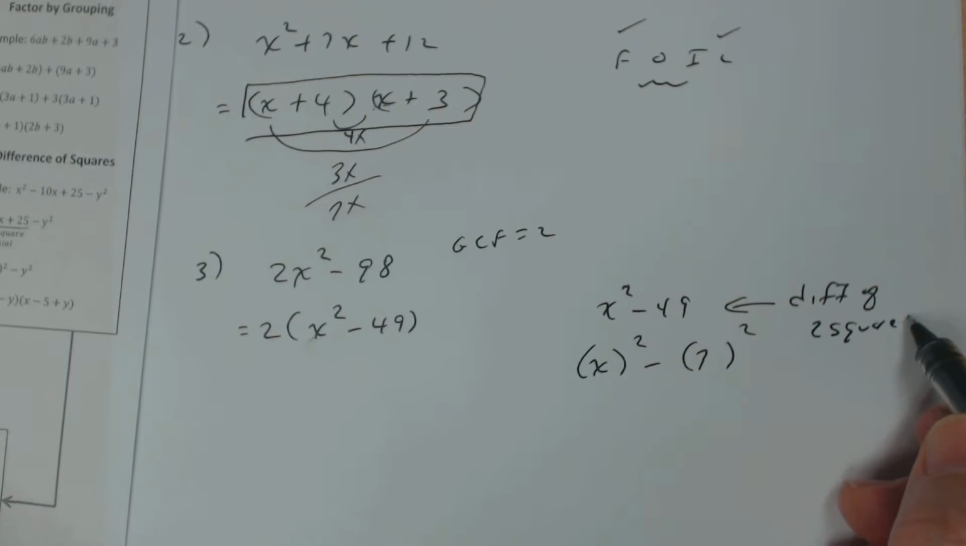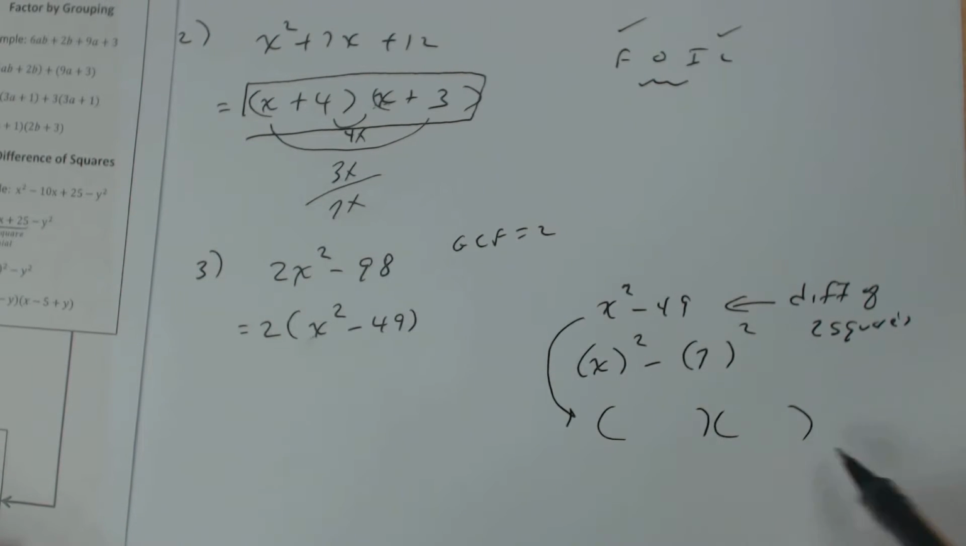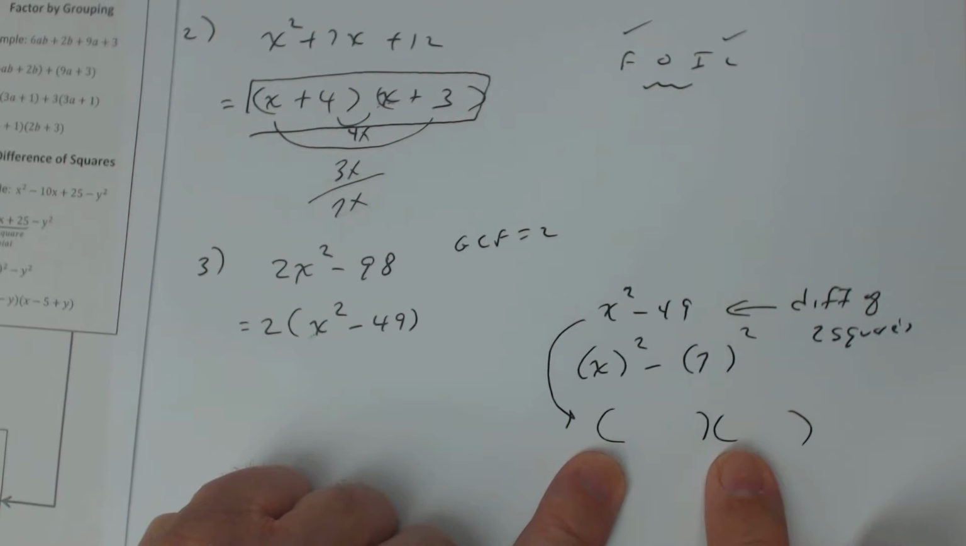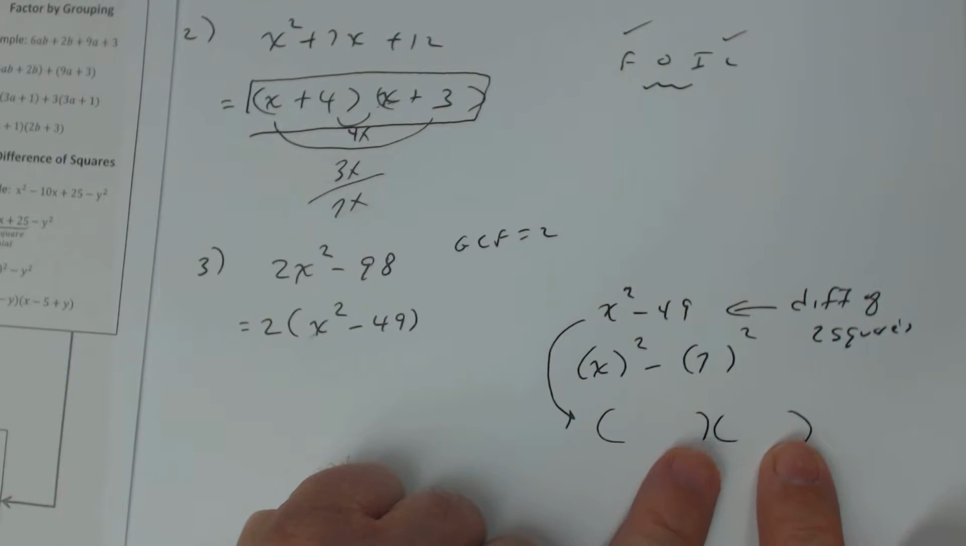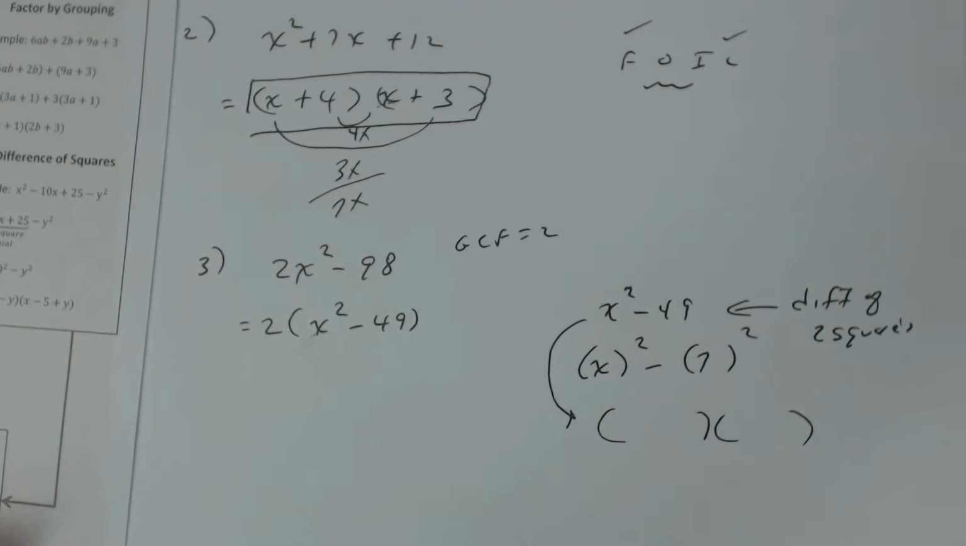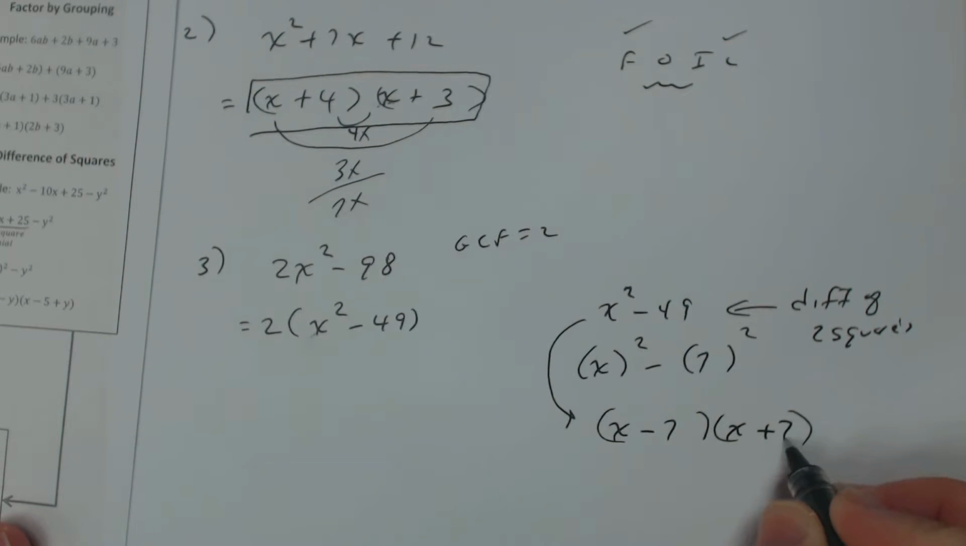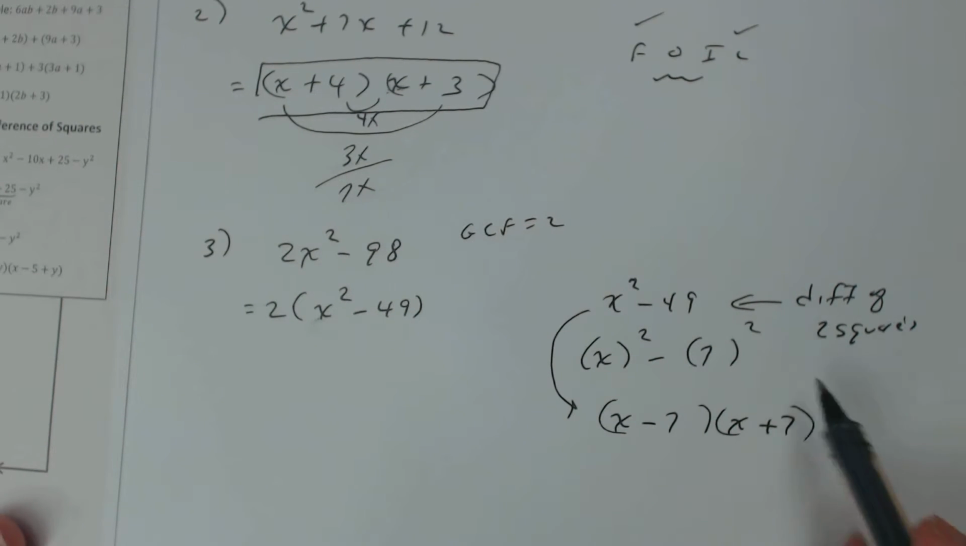Remember what you had to do. The difference of 2 squares I can factor as 2 binomials. Your first terms are alike, your second terms are alike except for the signs. They're opposites. One's positive, one's negative. So I get x minus 7 times x plus 7. So that's how you factor x squared minus 49.